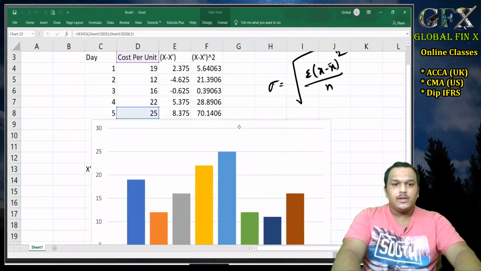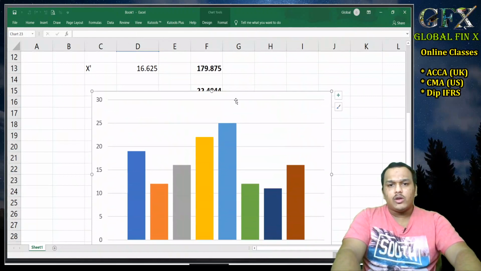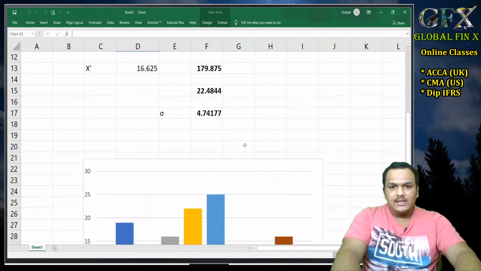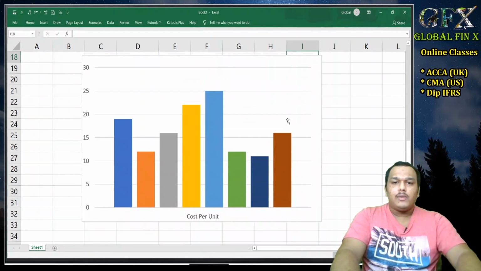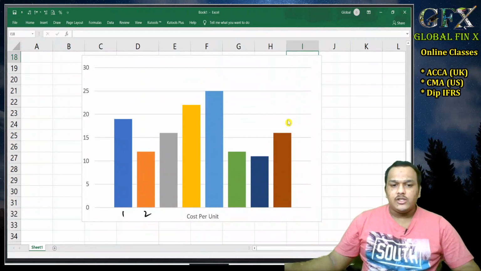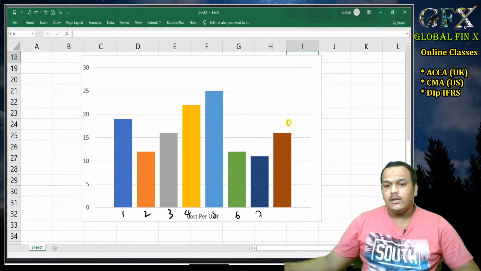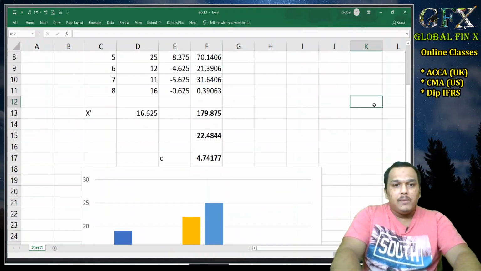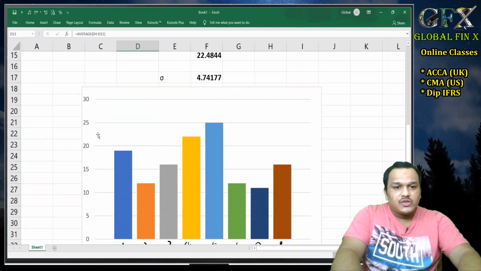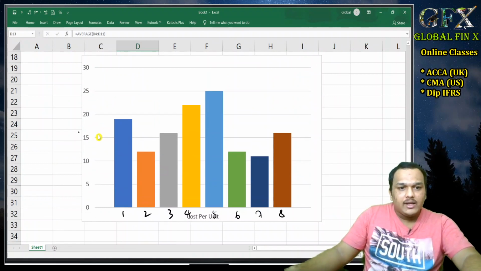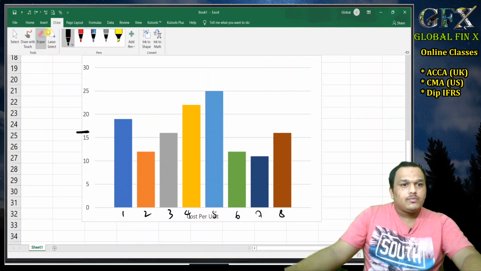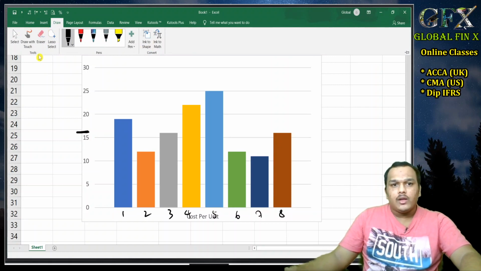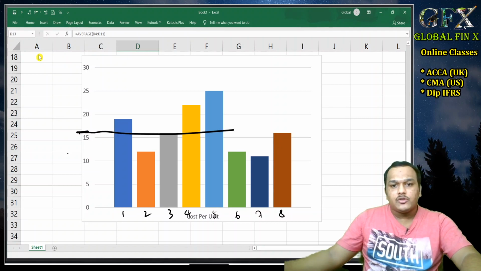So we got the chart here, and now if you see here carefully, what I just did is I calculated my sigma and plotted all my daily costs. This is day 1, day 2, day 3, day 4, day 5, day 6, day 7 and day 8. So I plotted them on a chart. And now, what is my mean here? My mean is 16.625. 16.625 is somewhere here, correct? Okay, anyways, so we have 16.625 somewhere here.